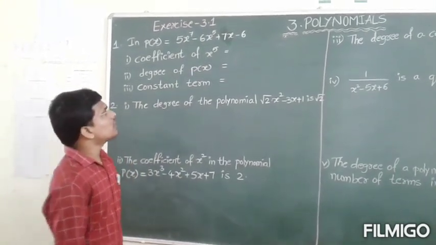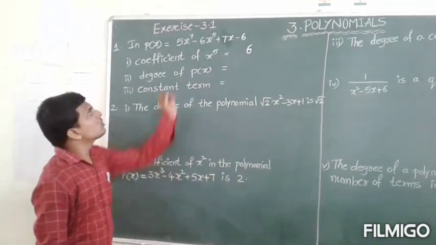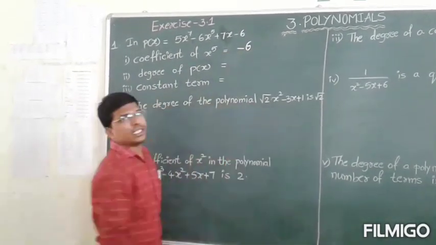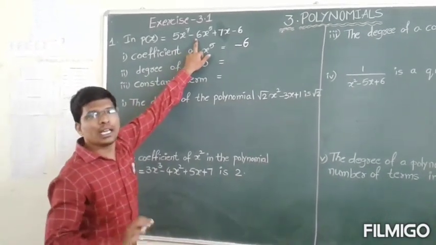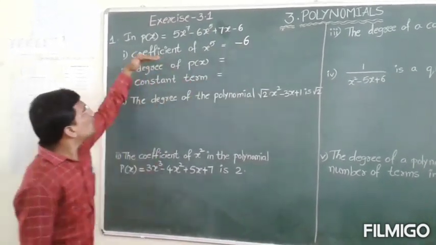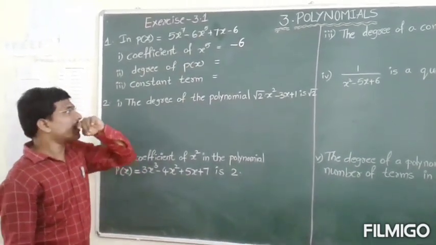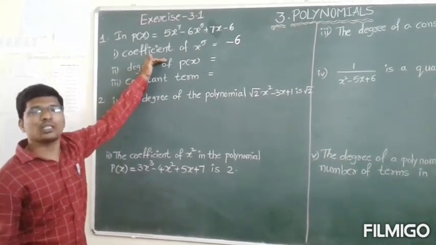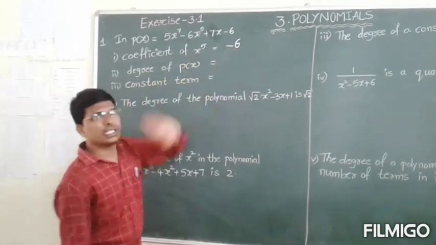Most of us will say the answer is 6. But that is not correct. We have to add the sign also. So that is minus 6. So minus 6 is the multiplier of x to the power of 5. So minus 6 is known as the coefficient of x to the power of 5. Whenever it asks for the coefficient, we should go for the multiplier, and also we should consider its sign. So that is minus 6.